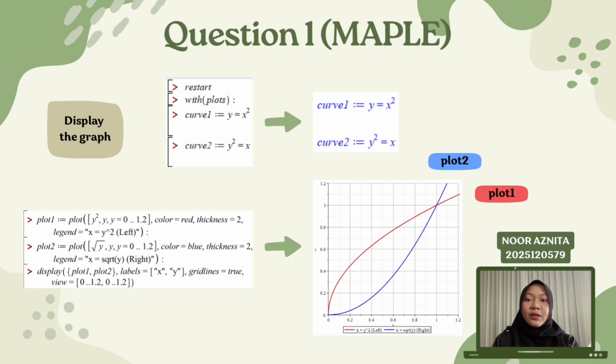Let's start with question 1, where we need to evaluate a line integral bounded by two curves, y equals x squared and y squared equals x. To set up our integration, first we need to see the region. In Maple, we clear the memory with restart and load the plotting package. Since we want to look at this from a dx dy perspective, we write our curves as functions of y and plot them parametrically. Plot 1 represents x equals y squared and plot 2 represents x equals square root of y. When we display them together, we get a clean look at our leaf-shaped region, showing that our boundaries intersect perfectly at (0, 0) and (1, 1).